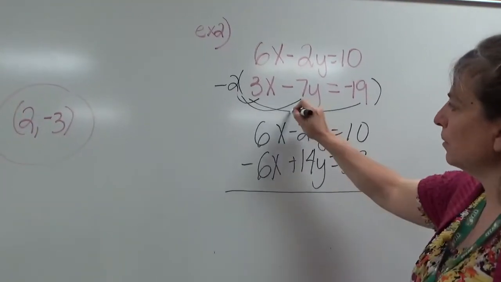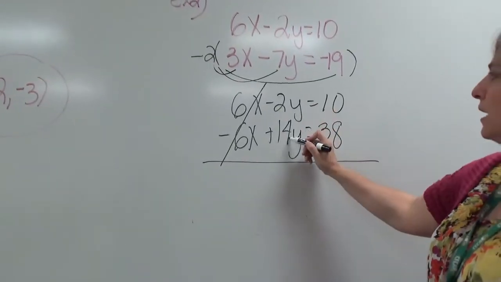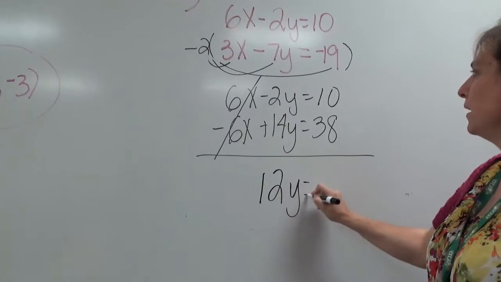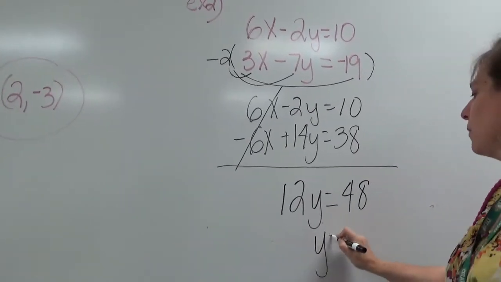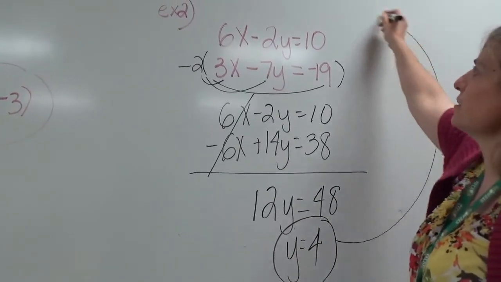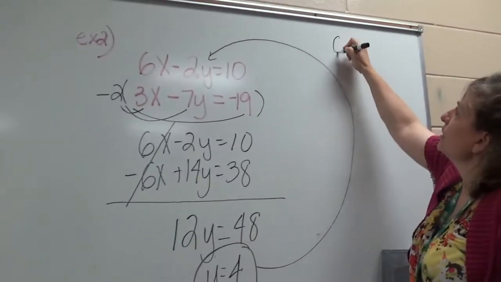And now you can go ahead and cancel your 6x's, and you get a positive 14 and a negative 2 is a positive 12y. And then you add those two numbers and you get 48. y equals 4. Take your y equals 4. That's half of your answer. Go back, plug it into either one. I don't care which one.